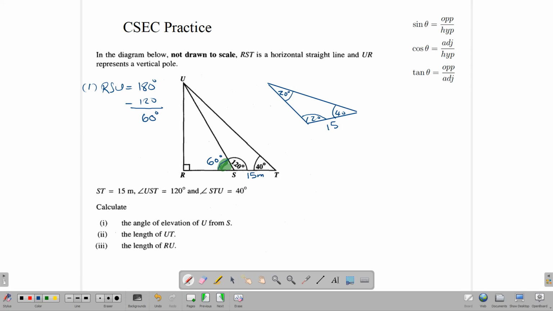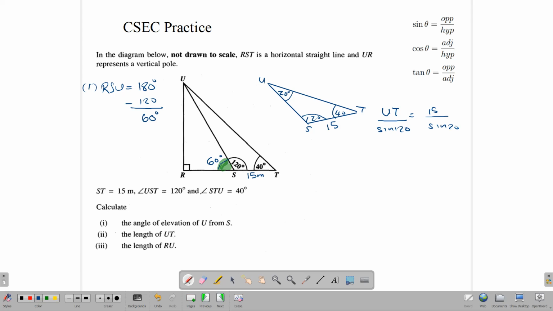So we have to use another tool. Since we want to find UT, this is U, this is T, and this is S, we use the sine rule. The sine rule says that the length of a side divided by the sine of its opposite angle is equal to any other side divided by the sine of its opposite angle. So let's write it down. UT over sine 120 is equal to 15 divided by sine 20.